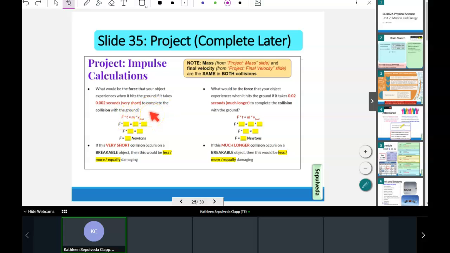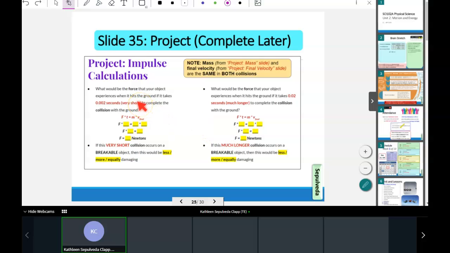Well, we know from what we have experienced today that the less time you have, the more force you have, the more impact. So this force should be pretty high here, okay? Whereas if I took my object, what would the force be when it hits the ground at 0.02 seconds? That's much longer. My force is going to be much less.